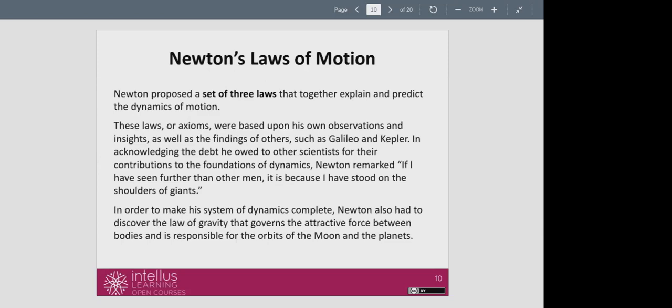Okay, and you see on the bottom here, in the last paragraph, it talks about the fact that he also discovered the law of gravity. And so his 3 laws of motion, along with the universal law of gravitation that we'll see on Wednesday, is like this package that really allows us to fully explain motion from a dynamics perspective.